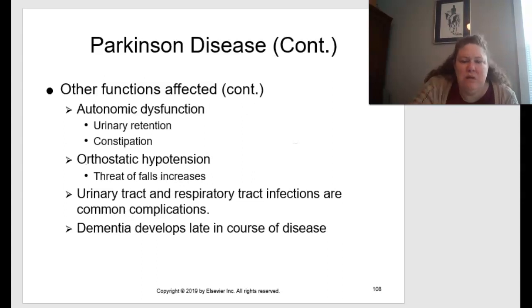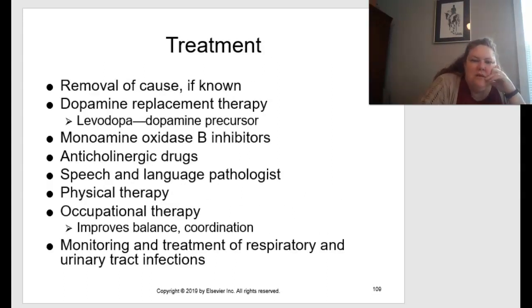Other functions can be autonomic dysfunction. So we have problems maintaining our urinary retention, and this can also cause constipation. You can also have orthostatic hypotension, and so basically low blood pressure can cause you to have falls. Your threat of falls can increase, and then urinary tract and respiratory tract infections are also other common complications. And dementia can develop late in the course of the disease.